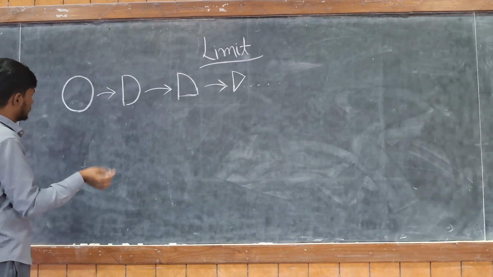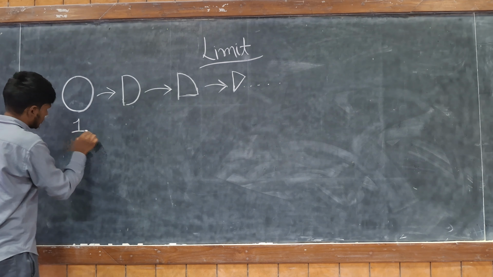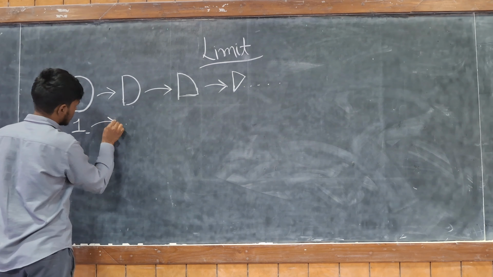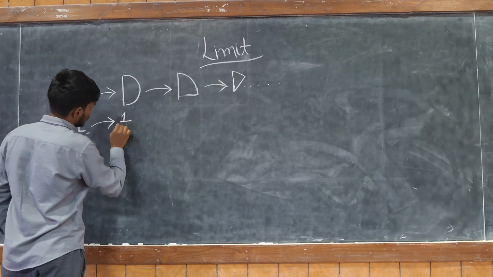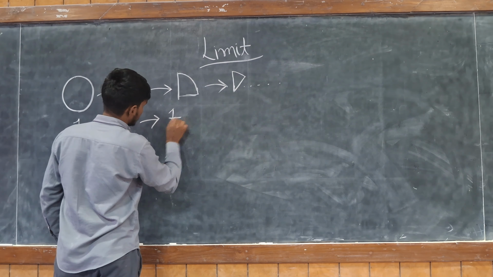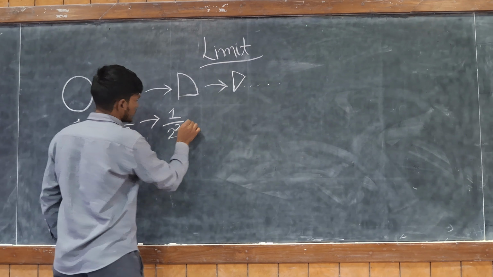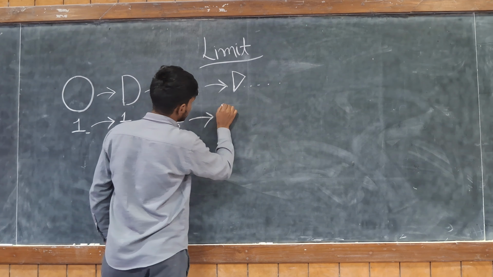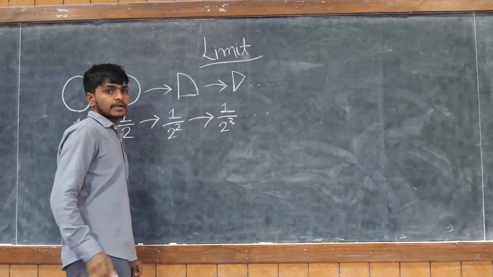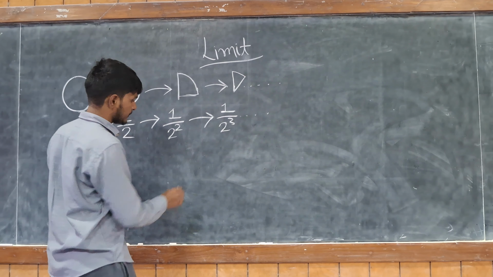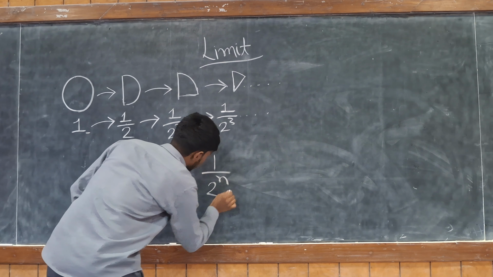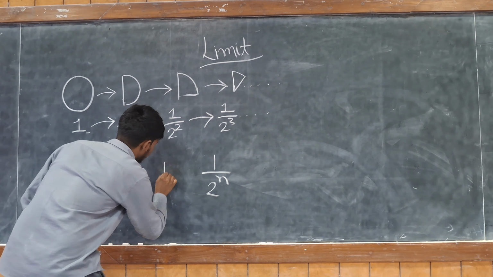So firstly the pizza is completely one, and after the one bite the remaining pizza will be one half, and after the second bite remaining pizza will be 1 by 2 to the power 2, and after the third bite the remaining pizza will be 1 by 2 to the power 3, and so on. So after n bites the remaining pizza will be 1 by 2 to the power n.